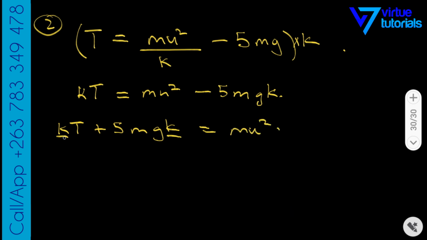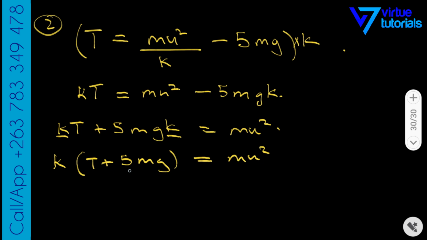So once I do that, I've got 2 k's here. I don't want 2 k's. What do I do? I factor out k. I'll get k times t plus 5mg, right? And this is equal to mu squared. So what I see here is I have k times t plus 5mg is equal to mu squared.